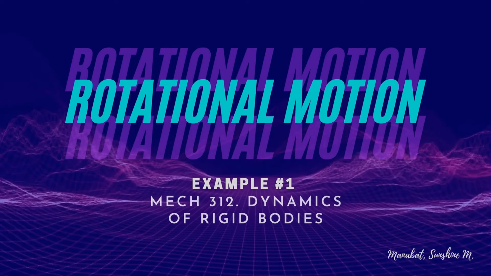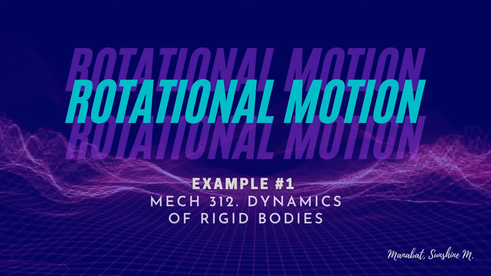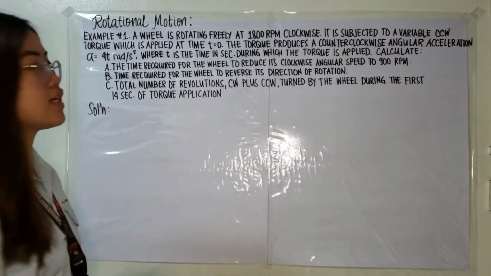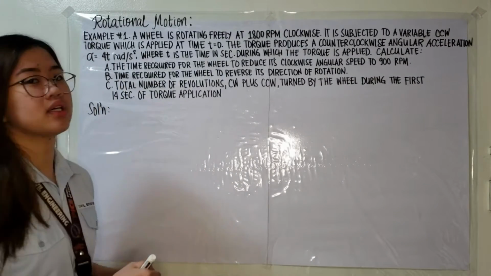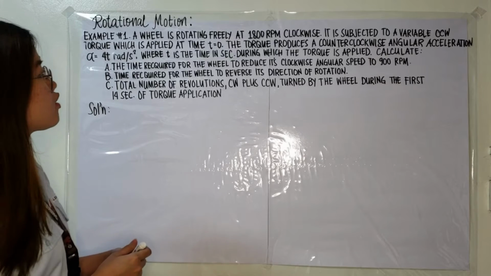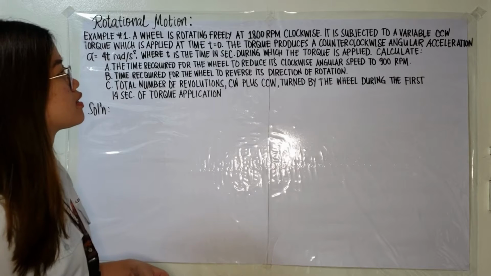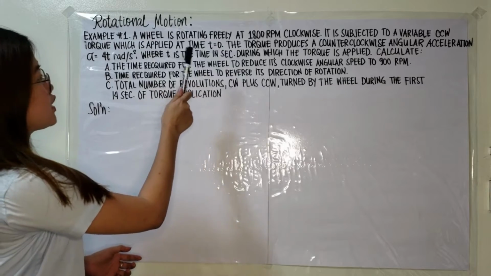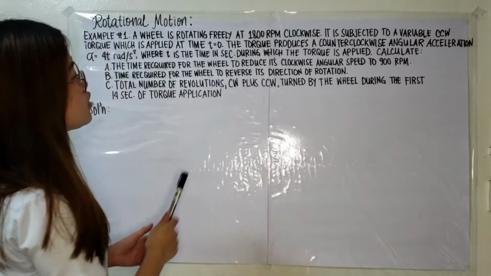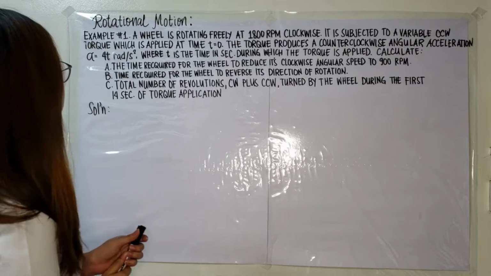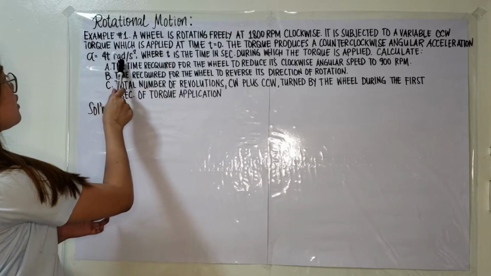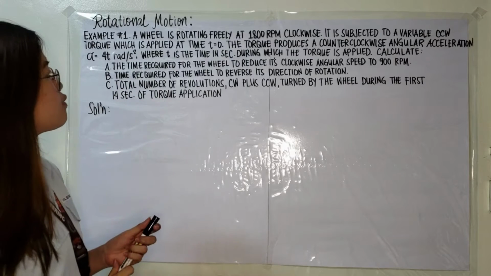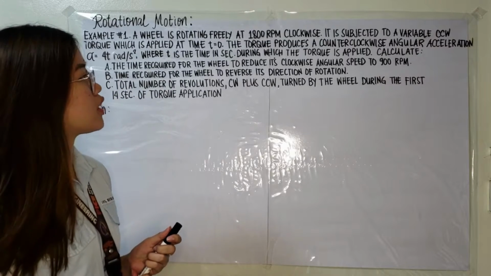This video is about rotational motion, example number 1. A wheel is rotating freely at 1,800 revolutions per minute clockwise. It is subjected to a variable counterclockwise torque which is applied at time t equals 0. The torque produces a counterclockwise angular acceleration alpha equals 40t rad per second squared, where t is the time in seconds during which the torque is applied.